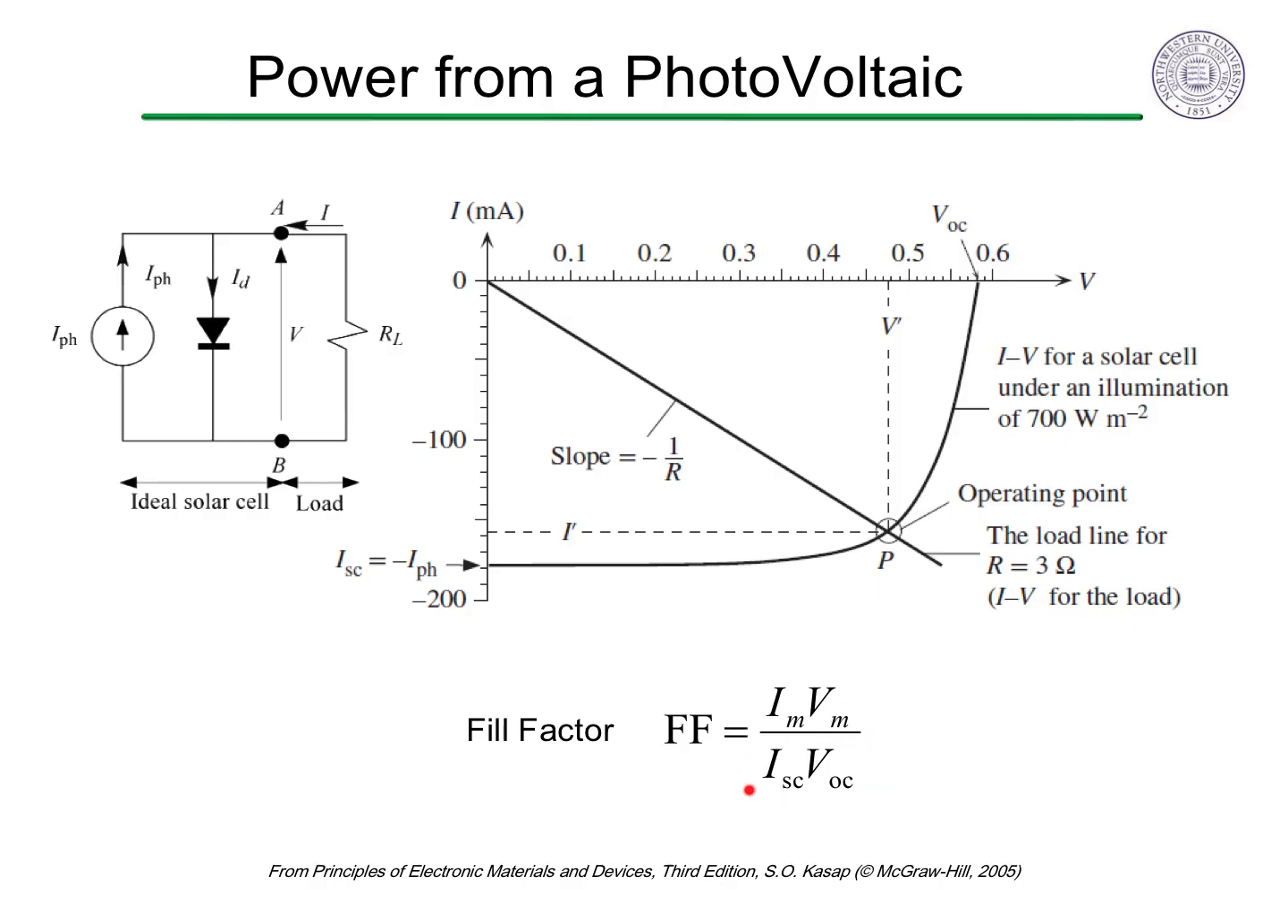The maximum power, I max times V max, divided by the product of the short circuit current times the open circuit voltage, is called the fill factor. The fill factor is a measure of how close the solar cell IV curve is to the rectangle, the ideal shape, defined by the open circuit voltage and the short circuit current.